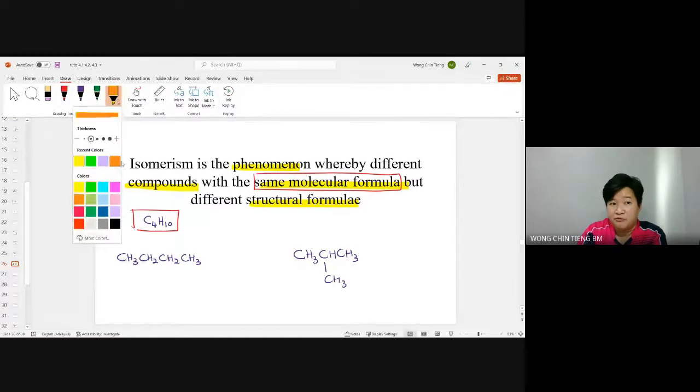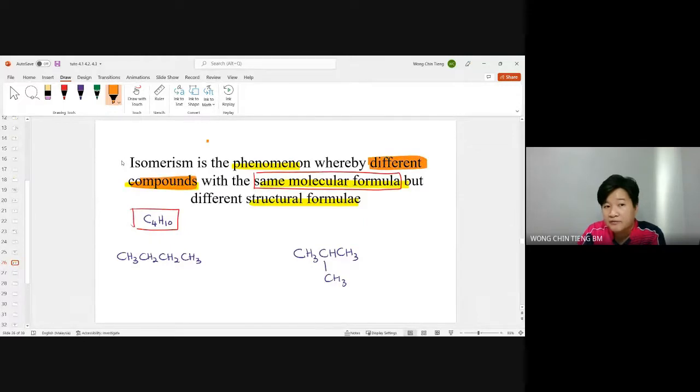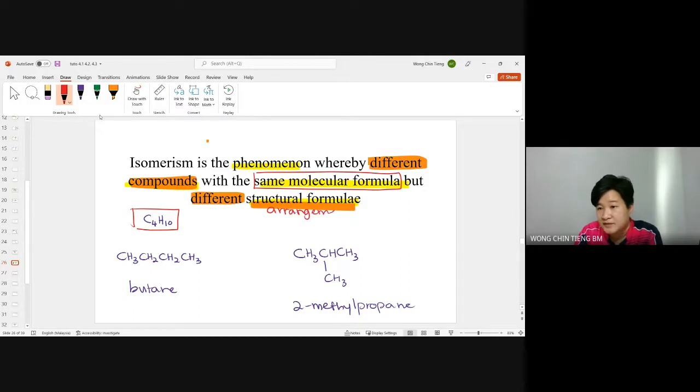But a very big but over here, they are different compounds. Because this is your butane, this is your 2-methylpropane. All right? They are 2 different names. When they are 2 different names, bermakna diorang adalah different compound. Kenapa diorang boleh jadi different compound? Because they have different structural formula, different arrangement. Alright? 4 carbon disusun straight. 4 carbon disusun, 3 carbon straight, 1 carbon cabang. Nampak? See the difference? So it's no longer salin balik dah.